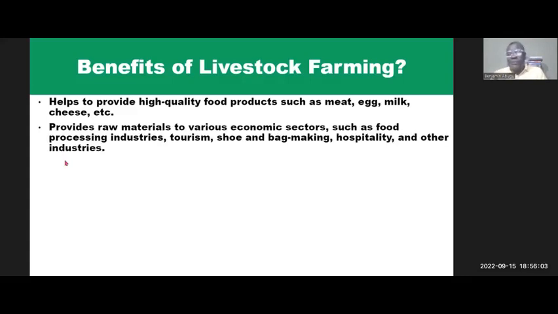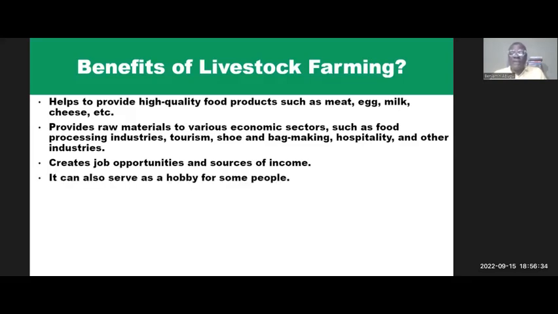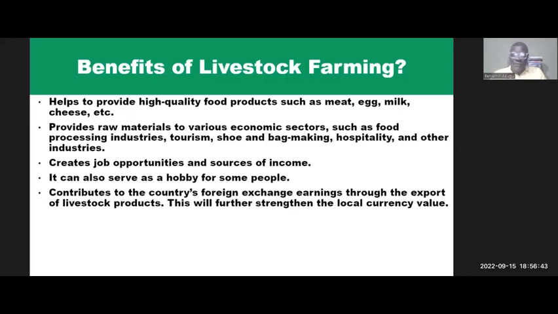Now, livestock farming provides raw materials to various economic sectors, such as food processing industries, okay, tourism, shoe and bag making industries, hospitality, and other industries. So livestock farming provides raw materials. And livestock farming creates job opportunities and sources of income. Okay? It can also serve as a hobby for some people. When some people decide to raise certain animals, they could do it as a hobby.